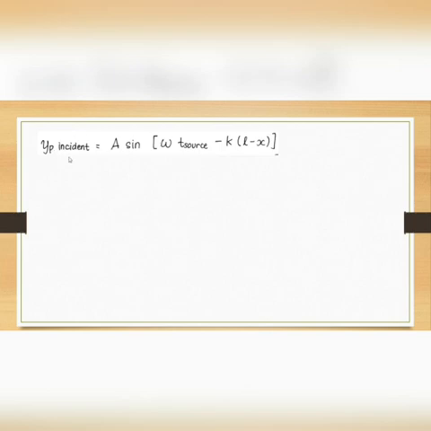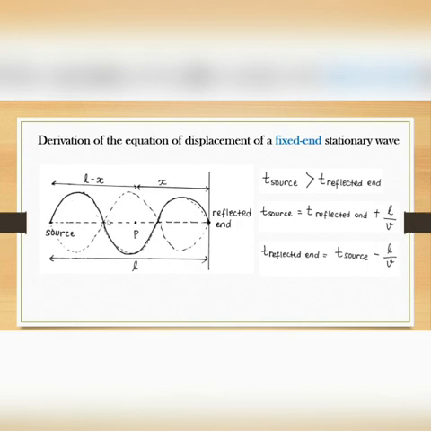The incident wave will have a displacement of A times sine of omega times T source minus K times the distance traveled. From here to P is L minus X. And the wave travels from the left to the right, so we have a negative sign in front of K.